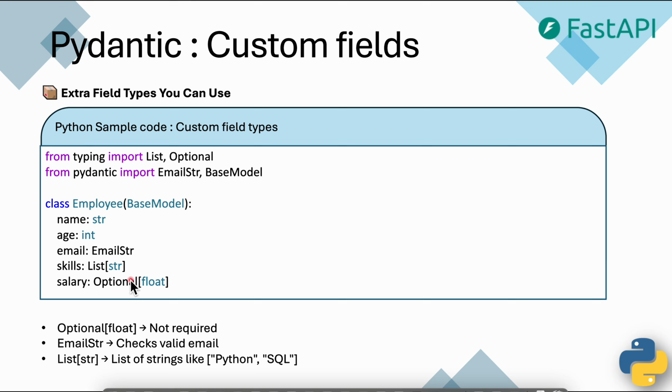Salary is mentioned as an Optional type, but float value. Optional of float means it is not a mandatory field, it's not required. You can mention it or you can ignore it. EmailStr means it checks whether a valid email is given as input, and will throw an error if you are not giving a valid email. List of str, list of strings like Python, SQL, Java, JavaScript. Any number of skills can be given for skills.